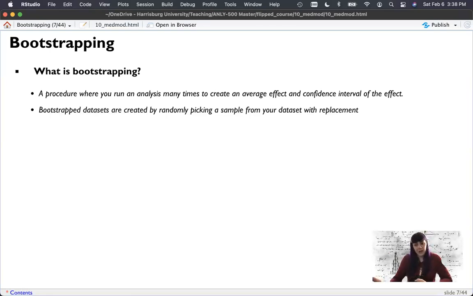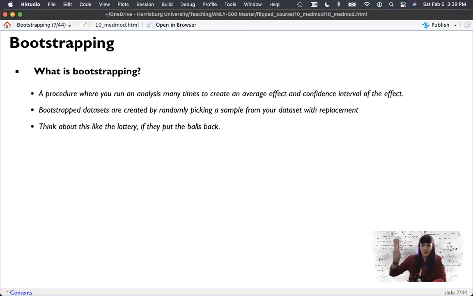Now, you can use bootstrapping in a lot of places, and we talked about in the last lecture series, if your assumptions for regression are maybe kind of a little off, bootstrapping can help by providing standard errors that deal with heteroscedasticity. This is kind of like the lottery, if they pull the balls from the lottery, but they put the balls back. So you could get the same number multiple times.